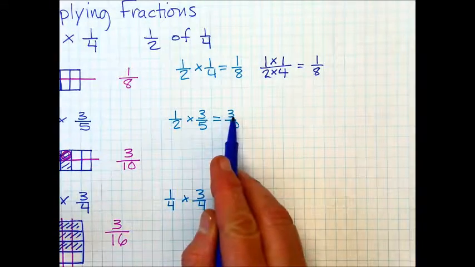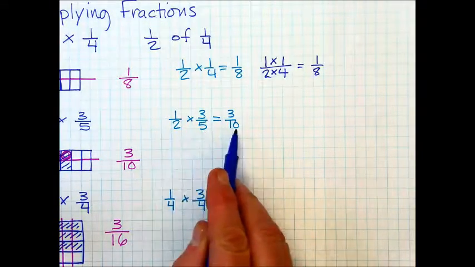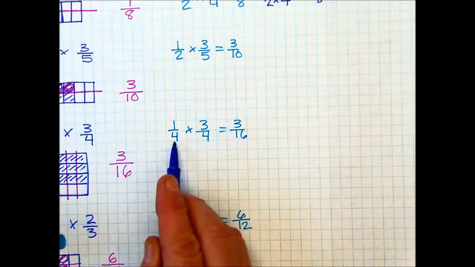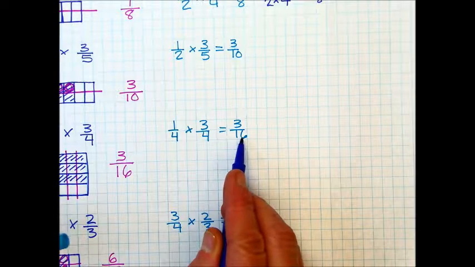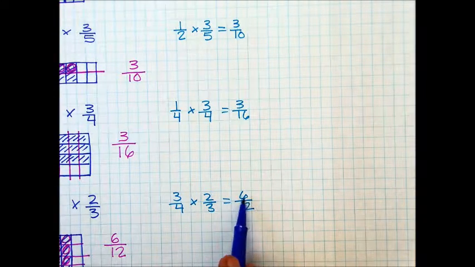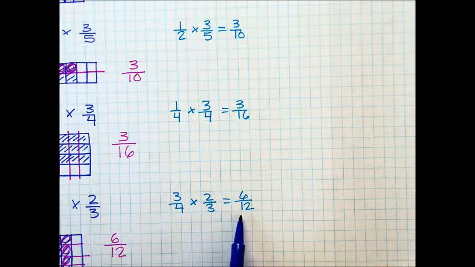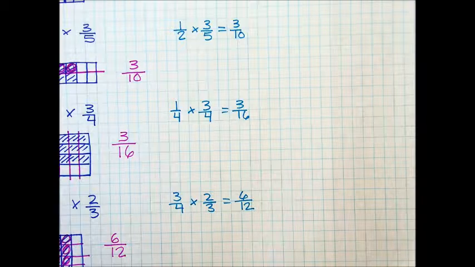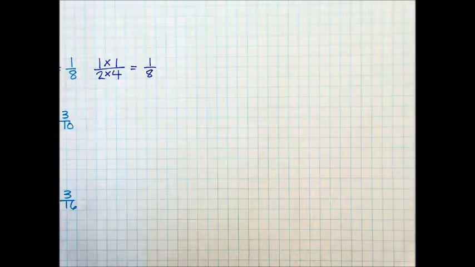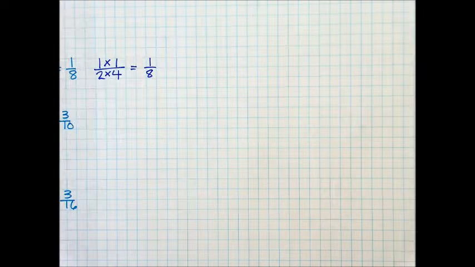1 times 3 is 3, 2 times 5 is 10. 1 times 3 is 3, 4 times 4 is 16. And this last one, 3 times 2 is 6, and 4 times 3 is 12. Now let's do some problems without the models. Let me write some down for you.